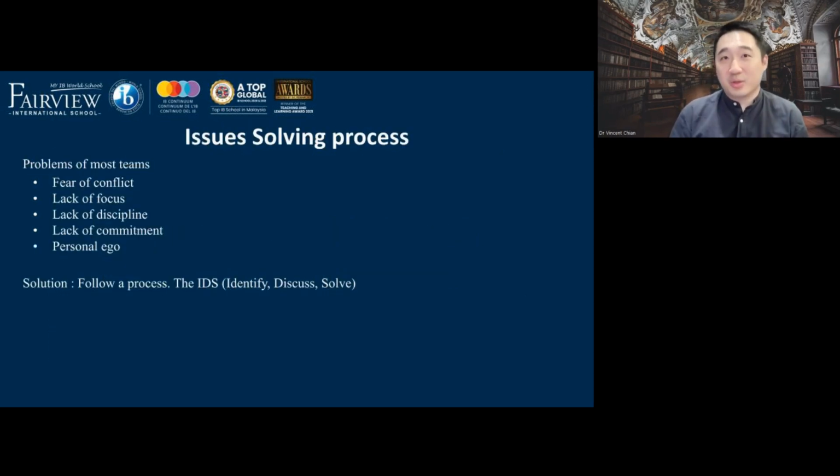Okay, so the issue solving process. There are a couple of problems that cause most teams to go into paralysis. One, they're afraid of conflict. Second, no focus. Third, a lack of discipline. Fourth, a lack of commitment. We all know people who say they'll do things, but then nothing ever happens. Next, personal ego. This is where the shouting starts. All these things can be solved if you follow a process, and everybody agrees we follow the process, okay? And this is called the IDS, identify, discuss, and solve. And we're going to get right to it now.